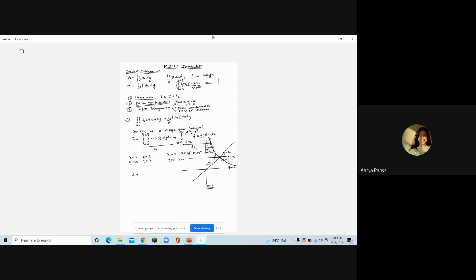What is the lower limit for y? If I'm taking a vertical strip, what are the limits? Inner limits of y: the lower limit of y is equal to x, and the upper limit of y is equal to, what is this curve? This curve is nothing but y is equal to a square by x.